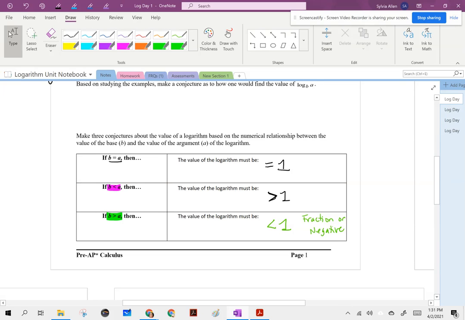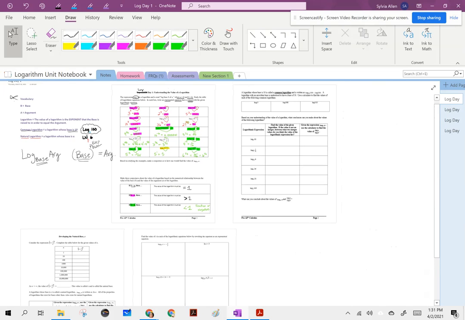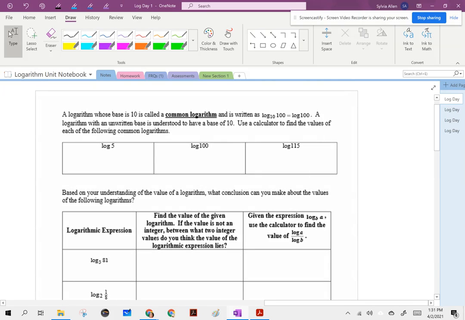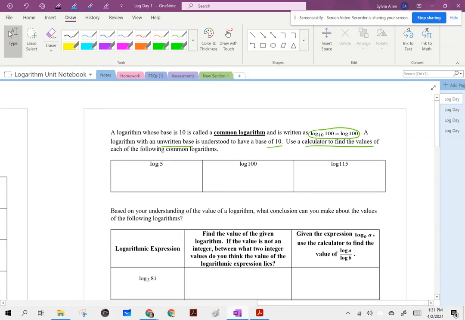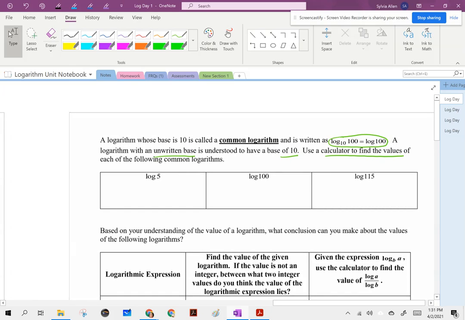Okay. All right, so now let's take a look here. It says a logarithm whose base is 10 is called a common logarithm. It's written like this. A logarithm with an unwritten base is understood to have a base 10. Use a calculator to find these values. So you could just literally type in log 5 equals, and make sure that you are getting the right numbers and using your calculator correctly.